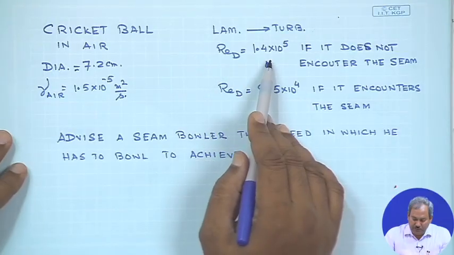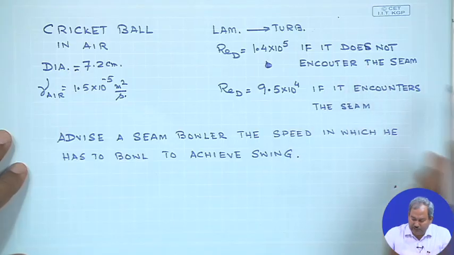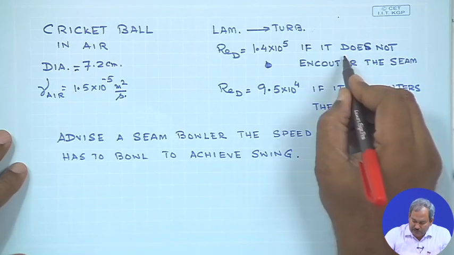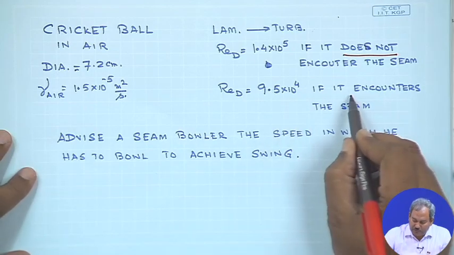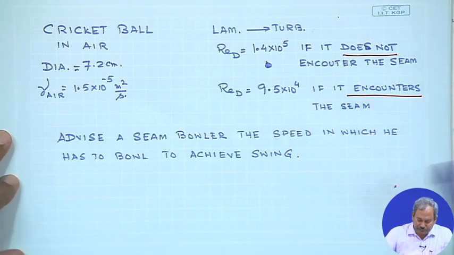Let us see if we can convert that and the experimental observations into the range of velocities in which the bowler has to bowl using the seam and achieve swing. So, what is the information that we have? What we have is Reynolds number to be 1.4 × 10^5 if it does not encounter the seam, and Reynolds number 9.5 × 10^4 if it encounters the seam.